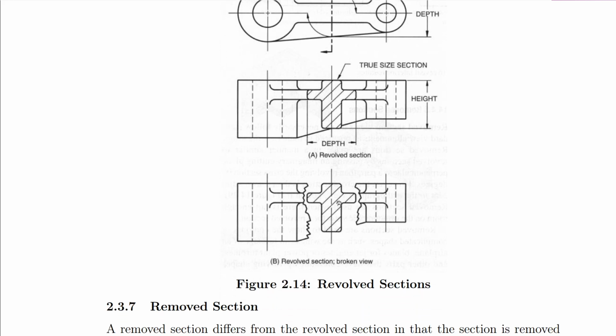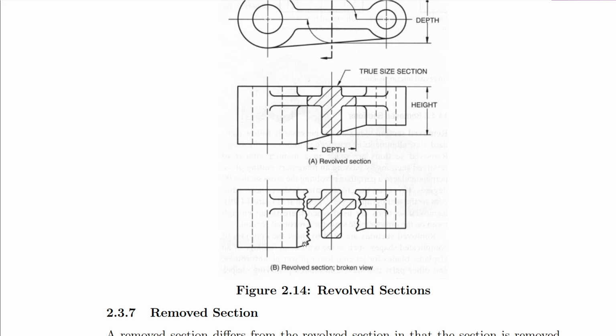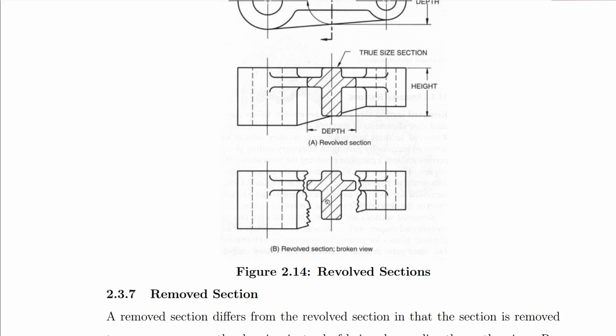And then this is another one similar to that, but in this case we break, a broken view, where you try to separate the orthographic projection from the section itself, the cross section itself. So you have these jagged ends, and then you have your revolve section shown in this area here.